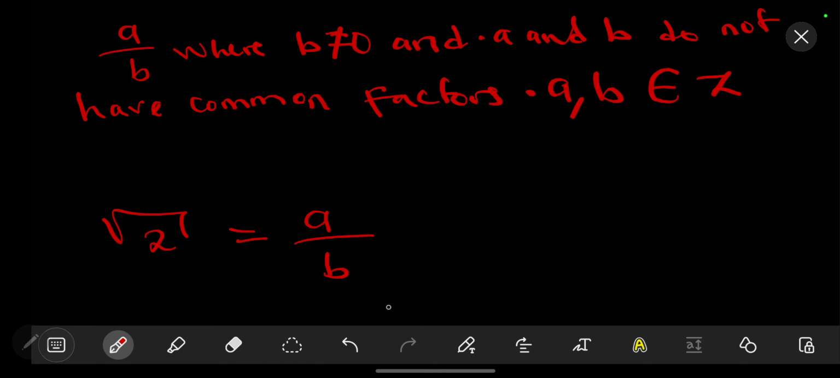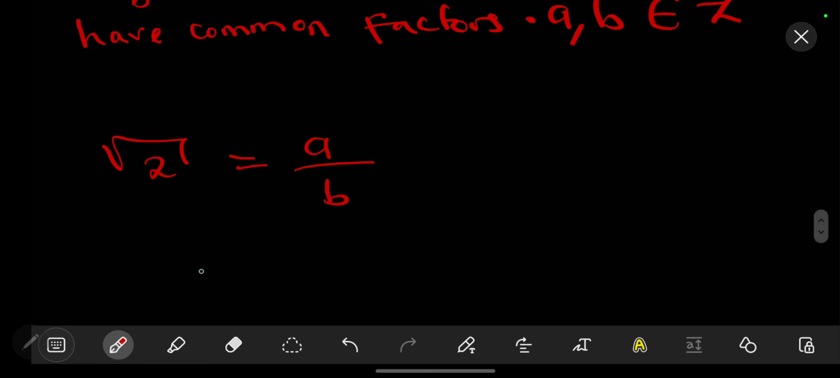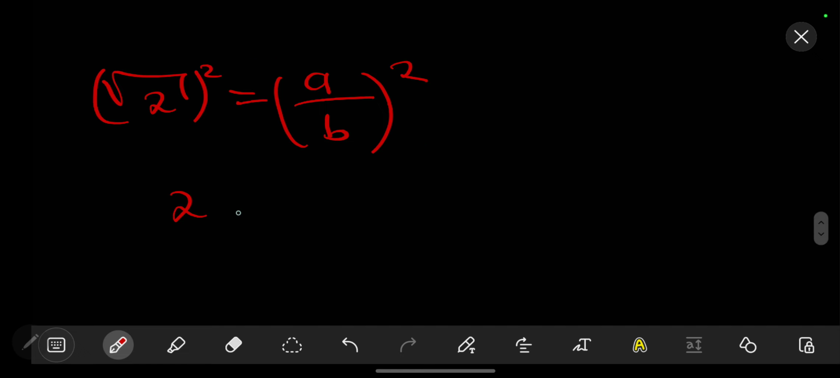We are able to do this because our assumption is that the square root of 2 is a rational number, meaning it can be expressed in the form a over b. At this moment, we are going to square both sides, so that we get rid of the square root. So we find the square of that. Then what we are going to have is 2 should be equal to a squared over b squared, like that.